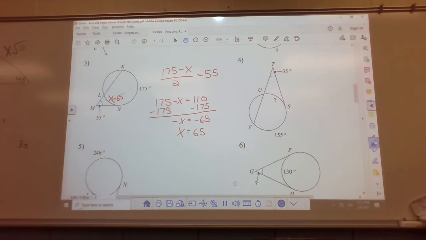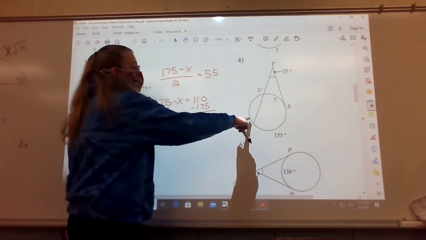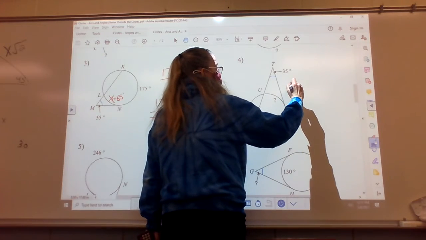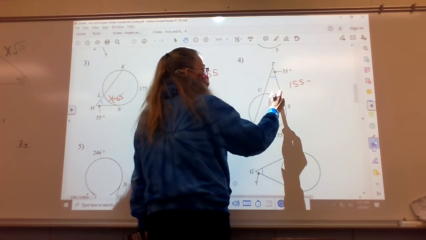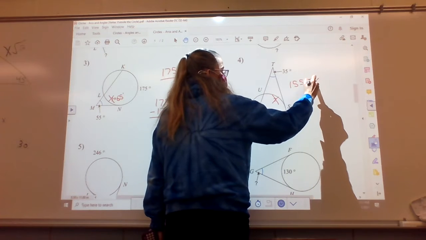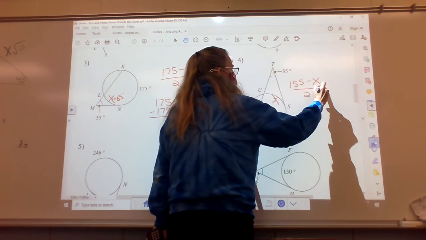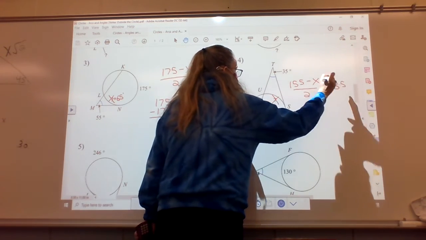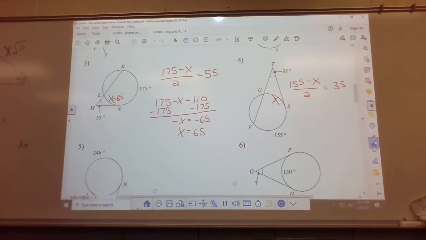And number 4 is basically the same setup. I just thought I needed to do it again because it was a little bit trickier. So big arc, 155, minus little arc that I don't know, divide by 2 equals angle. There's your setup. And your angle is 35.